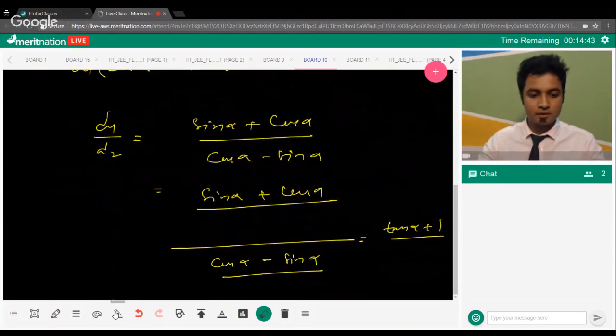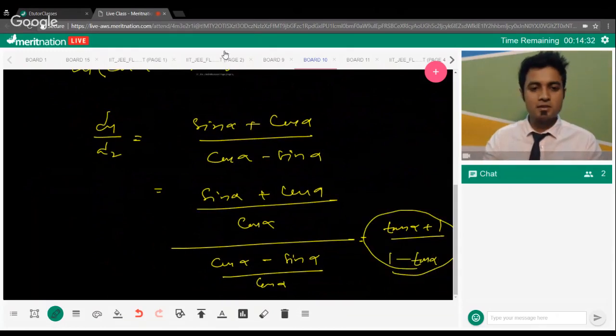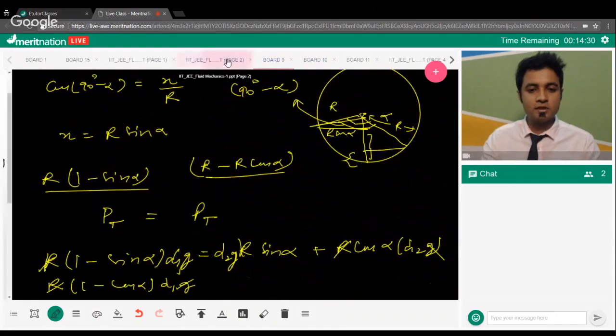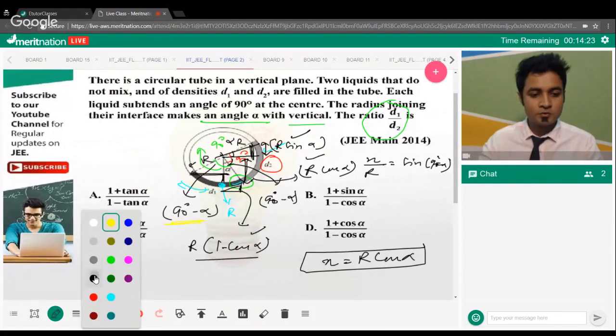Yes, I just need to divide it with the cos alpha. Okay, 1 minus tan alpha. So this is the relation at the end you will get. Guys, this figure was pretty difficult, pretty confusing to draw here. That's why it took a bit of time. So guys, this one, A would be the correct option here.